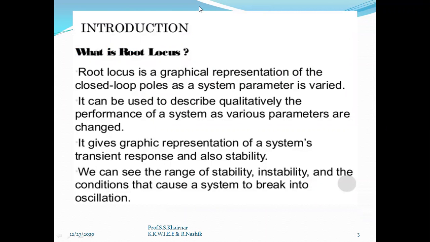Root locus is a graphical representation of the closed loop poles as a system parameter is varied. It can be used to describe qualitatively the performance of a system as various parameters are changed. It gives a graphic representation of a system's transient response and also stability.